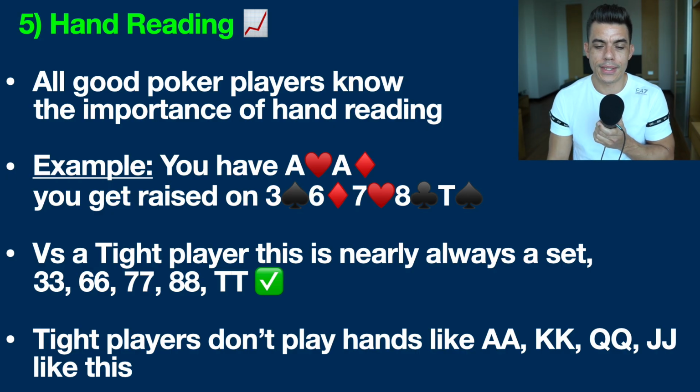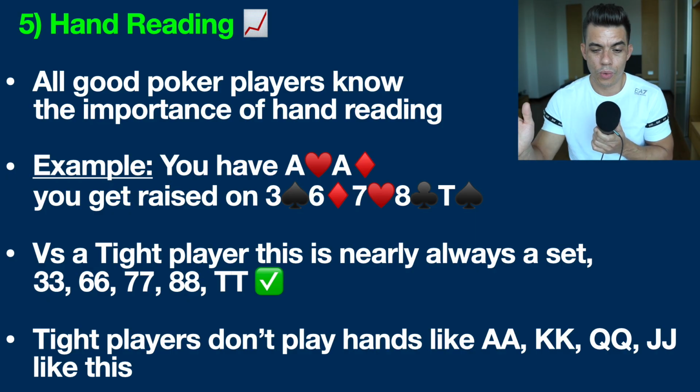So you have 2 red aces, ace of hearts and ace of diamonds, and you get raised on the river of 3 of spades, 6 of diamonds, 7 of hearts, 8 of clubs, and 10 of spades. Guys, versus a tight player, I can tell you without a doubt this is nearly always a set or a straight. So when it's a set, they have pocket 3s, pocket 6s, pocket 7s, pocket 8s, or pocket 10s. A set is also known as 3 of a kind.